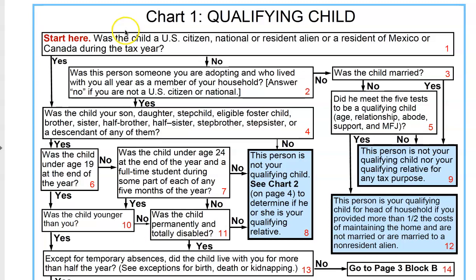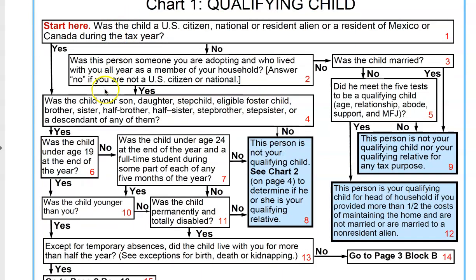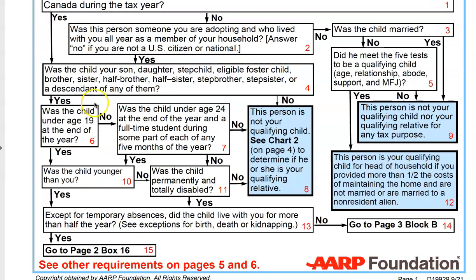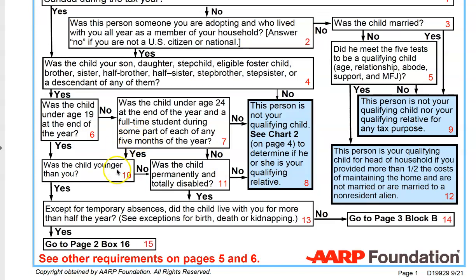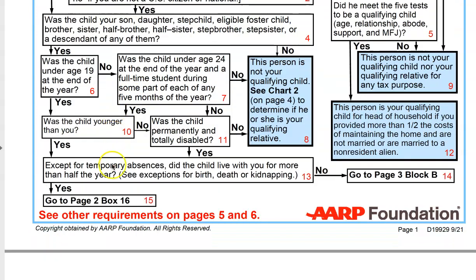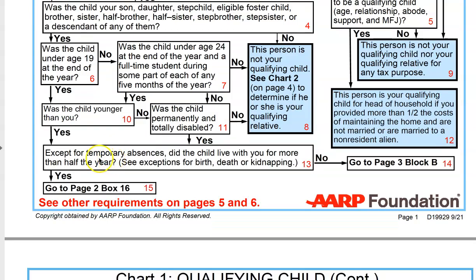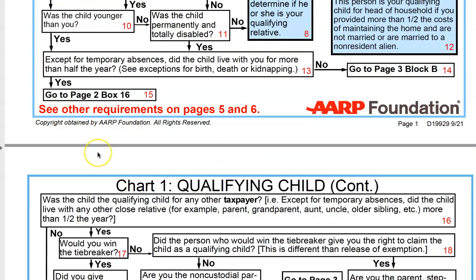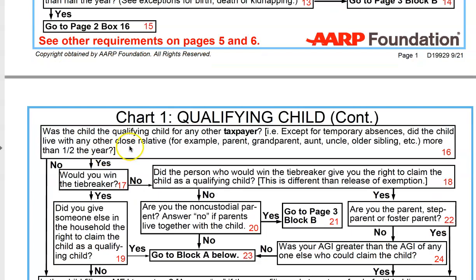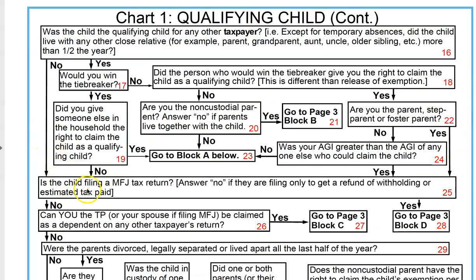We start again in box 1. Raymond is a U.S. citizen. He's the son, so that's a yes. He is not under 19. He is under age 24 and a full-time student. He's younger than Sophia. He lived with her for more than half of the year, so we're on to page 2, box 16. Not the qualifying child of anybody else because the ex-spouse isn't claiming him. So we're going to go down to no.